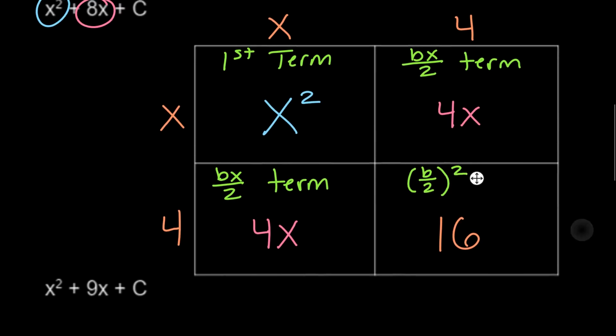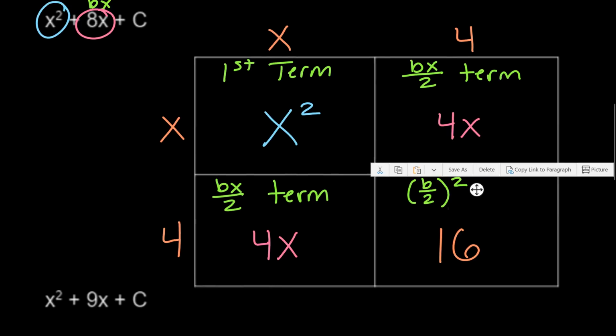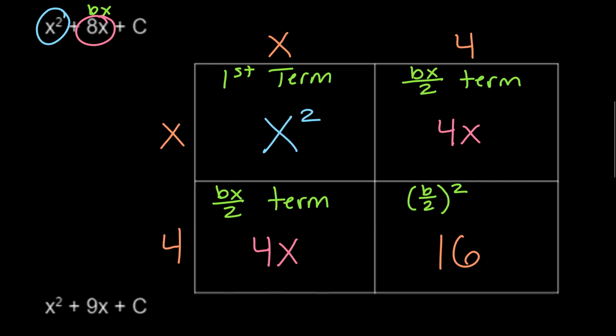All right. So how could I rewrite this in standard form? Right, x squared plus, remember we have to combine like terms, so what's 4x plus 4x? 8x, plus 16. So we just finished the standard form here.